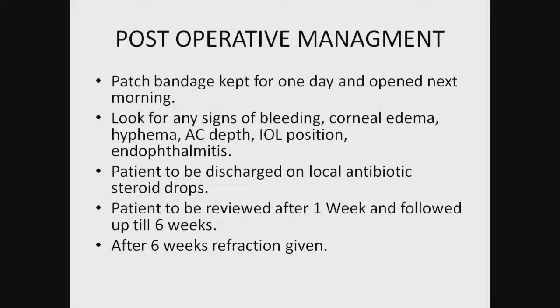Then if there is an early complication, like iris prolapse, you again have to take the patient to the OT. If the iris prolapse is very small, then you can put a pilocarpine drop. Pilocarpine will constrict the pupil and the iris will be pulled inside. But many times this doesn't happen. Then you have to take the patient to the operation theatre, reposit that iris and then take the suture.